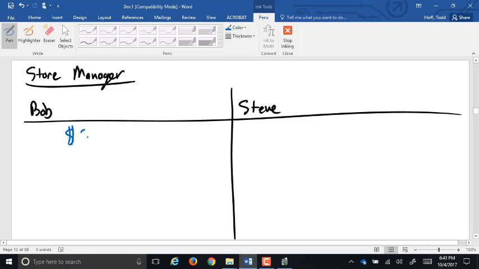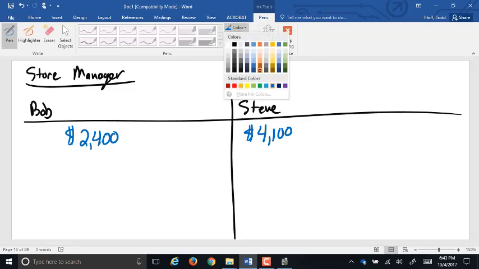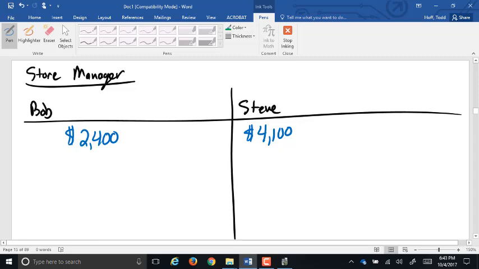So Bob's sales is $2,400 this week. Steve's sales are $4,100. Does that mean Bob goes bye-bye? No, we have to look at the comparison. Let's say Bob works in toys, and the mean sales for all people in toys was $4,200, with a standard deviation of 700.